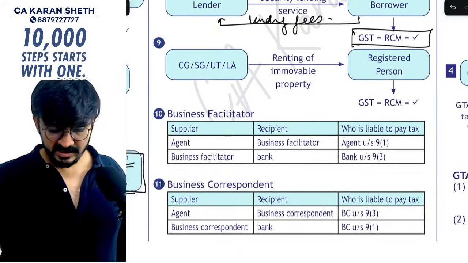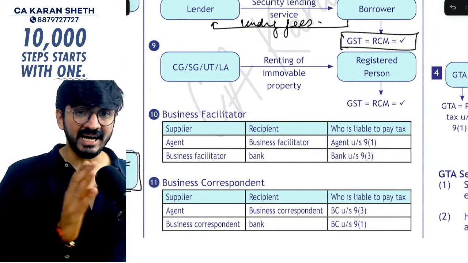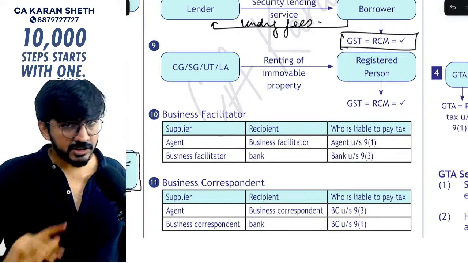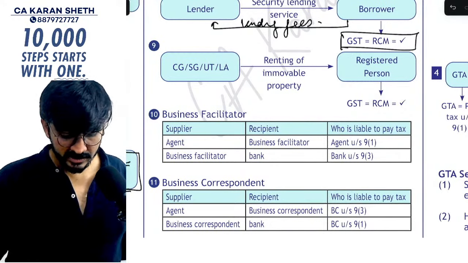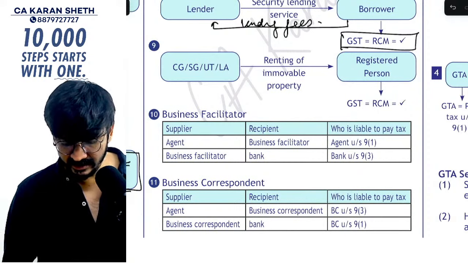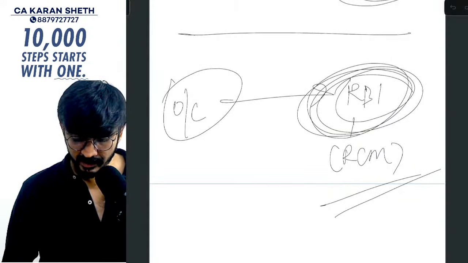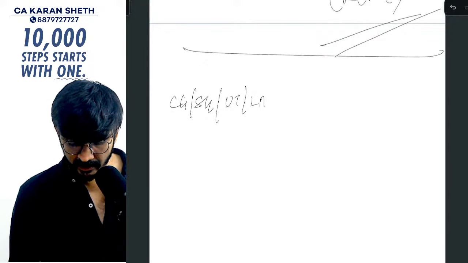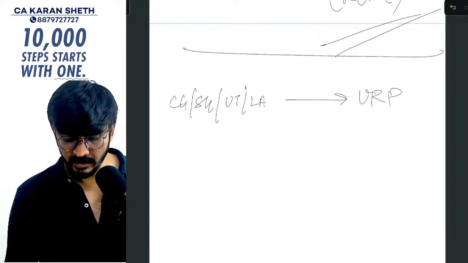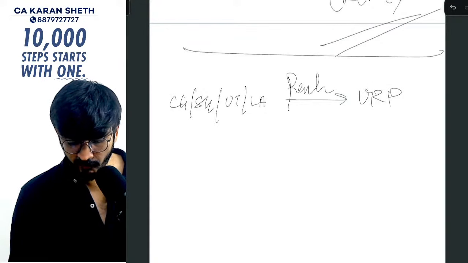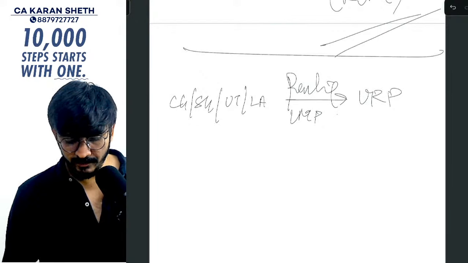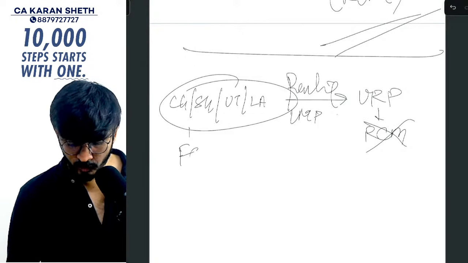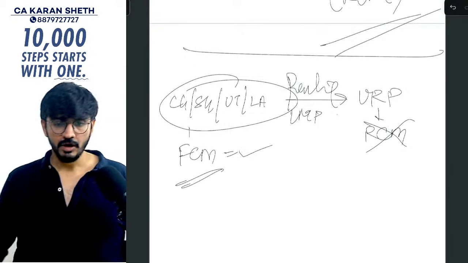Next, my dear friends, CGST UTGST providing renting of immovable property service to a registered person is RCM. If the recipient is not registered, you can write it down: CGST UTGST service provided to an unregistered person, renting of immovable property service. Then in that case, obviously RCM shall not apply. The supplier will have to pay tax as per FCM. Gotcha.